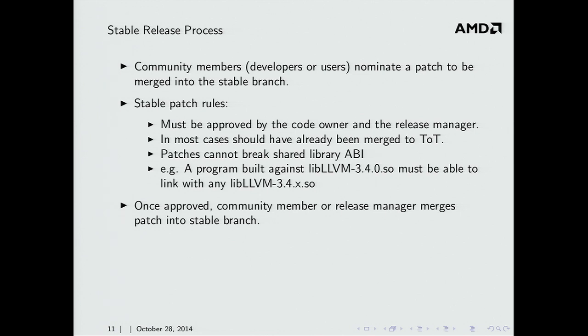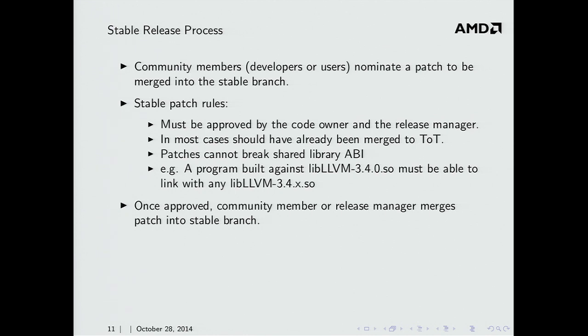Okay, so here's a brief overview of the stable release process. A community member, which can be anyone, a developer, a user, it doesn't really matter, can nominate a patch to be merged into the stable branch. The rules for that patch are that it must be approved by the code owner, it must be approved by the release manager, and in most cases it should have already been merged into tip of tree.